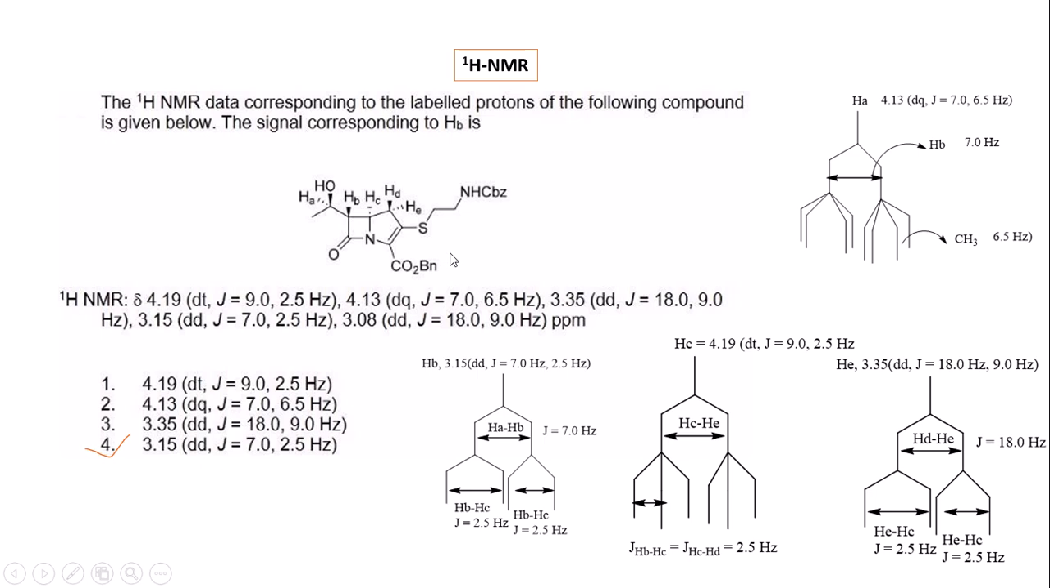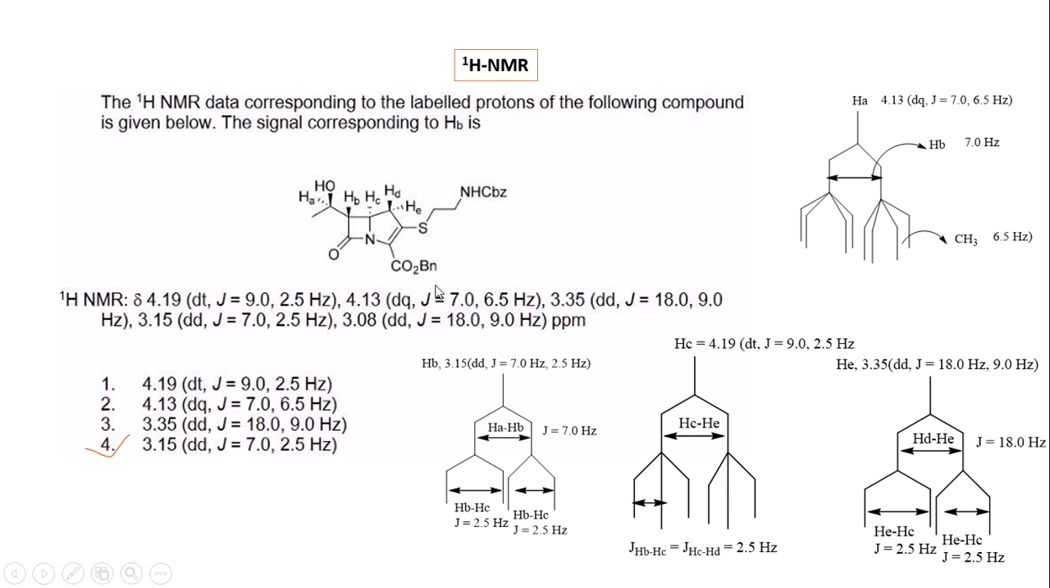This is the problem of the 1H NMR spectra, where the beta lactam unit, the signal corresponding to HB, means this is the HB proton. We know that this HB proton is not attached to an electronegative element, so this HB proton has a comparatively lower chemical shift. Hence, the option may be between 3 and 4.